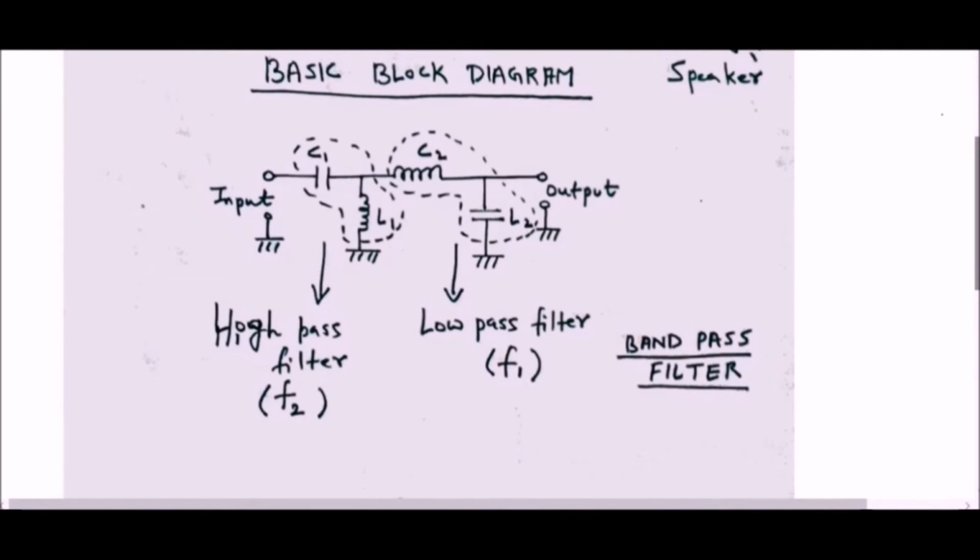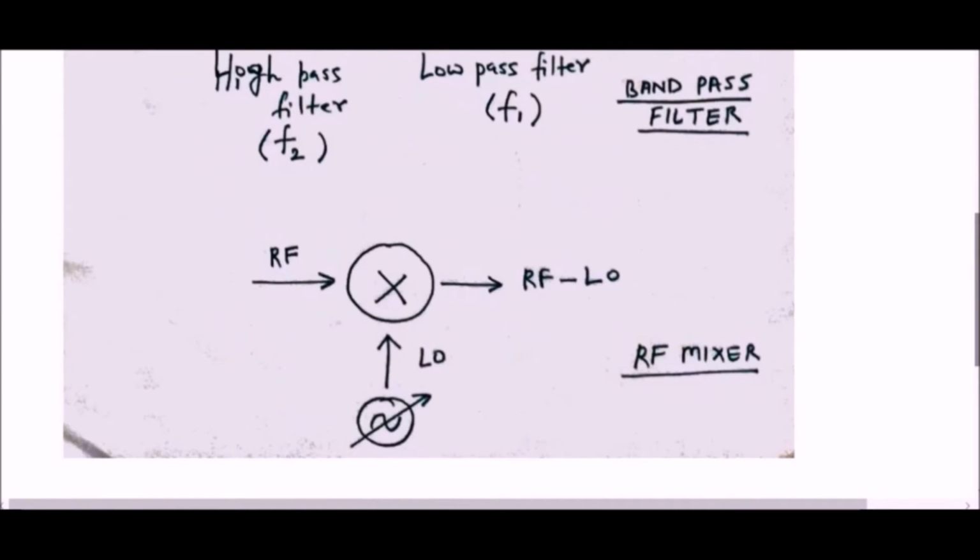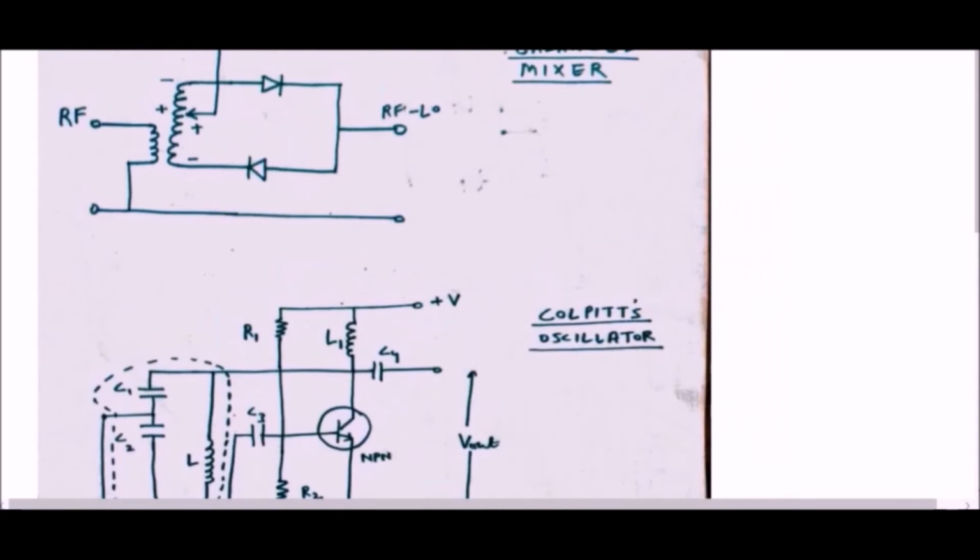Now we will consider the RF mixer. In our case, it takes the RF signal and the signal from the local oscillator and gives the difference of the two. The circuit of the RF mixer looks something like this.